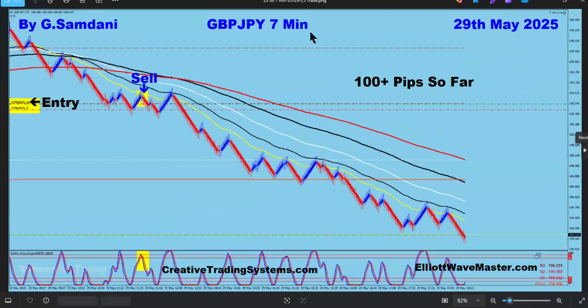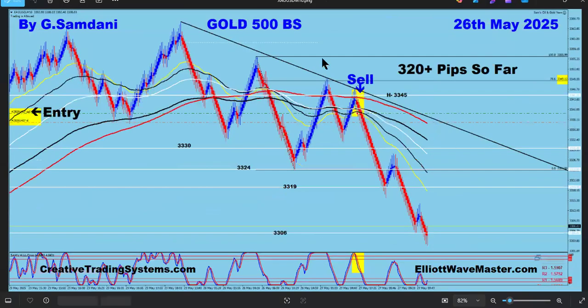And this is pound yen. Look at the beautiful entry. Pound yen went up and then came down again, giving me the entry. This was the entry, and straight down 100 pips. See that? So on the 29th.